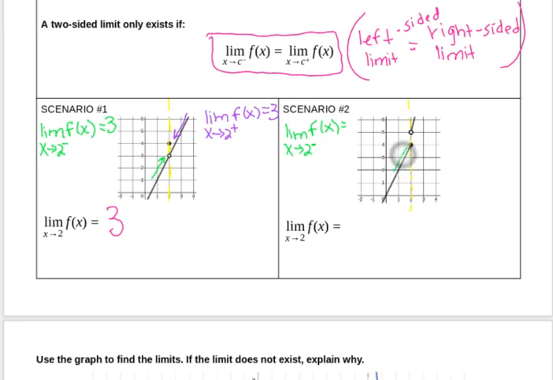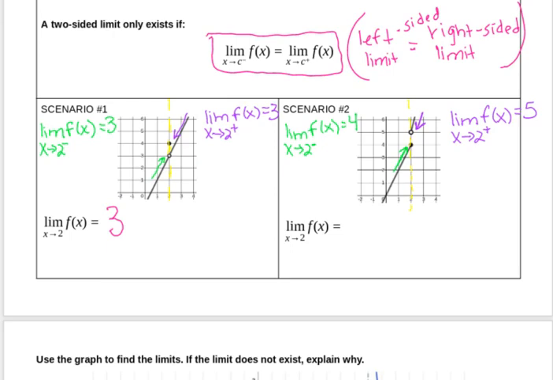So if we look at the left piece of this piecewise, we're looking at this portion down here. It looks like the function is heading towards 4. So that means the left-sided limit is 4. Now if we look at the limit of f of x as x approaches 2 from the right side, we're looking at the top portion of this piecewise graph, and that right-sided limit is 5. The left limit is 4 and the right limit is 5.